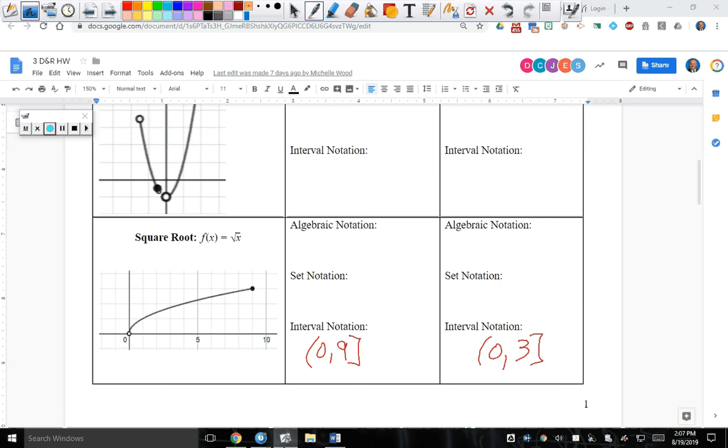Okay? And then I'm going to do one after this, and I'm going to try to make it difficult just so that you can see all the small little differences between things. The algebraic notation will be 0 is less than x less than or equal to 9. The algebraic notation here, 0 is less than y, which is less than or equal to 3. Right? And then yes, the formal notation is just the set of all x's such that, basically copy this over, and the set of all y's such that, copy this over.